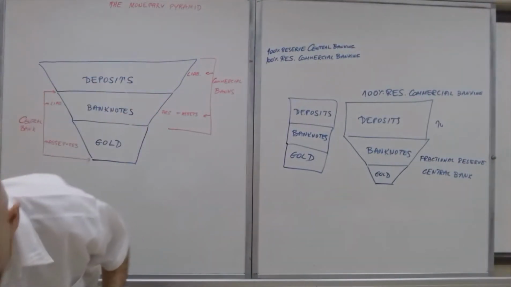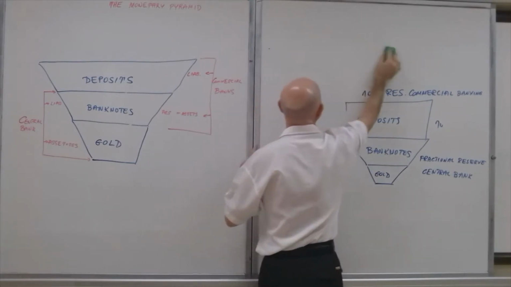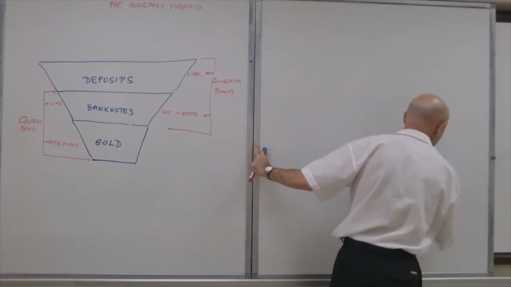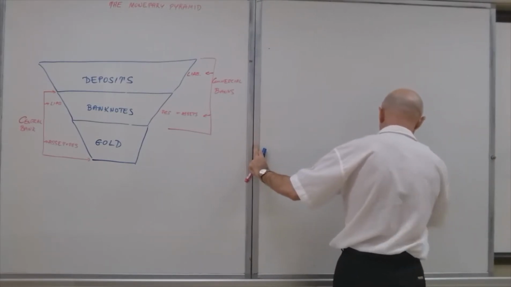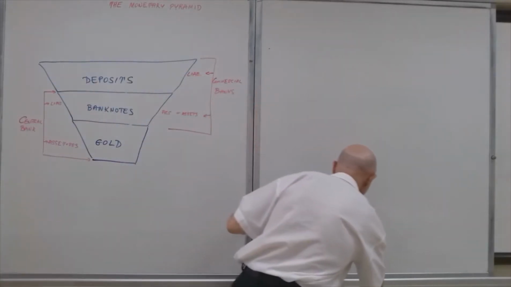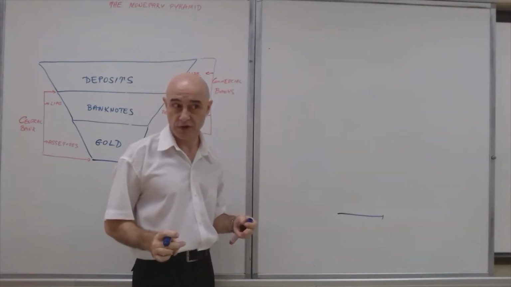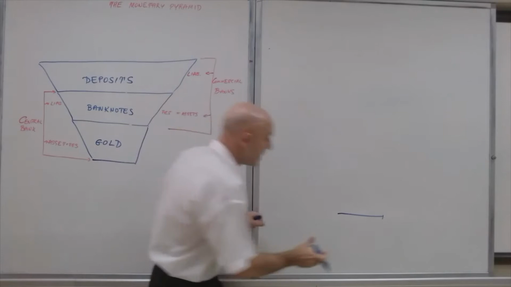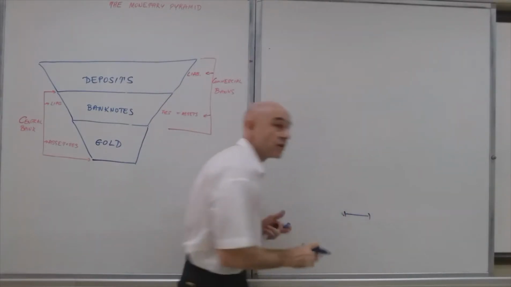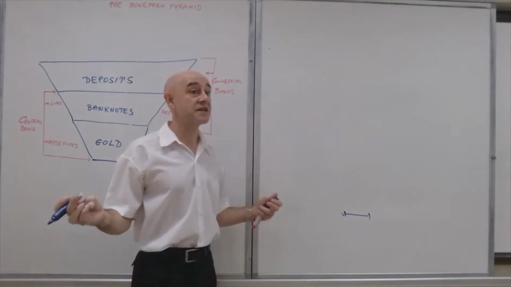Multiplier stuff. Let's do the following. You have a particular base. This is the base of gold. Okay. And, well, I gotta make a smaller base, okay? This is the base of gold. And you have 50% reserve at the central bank.